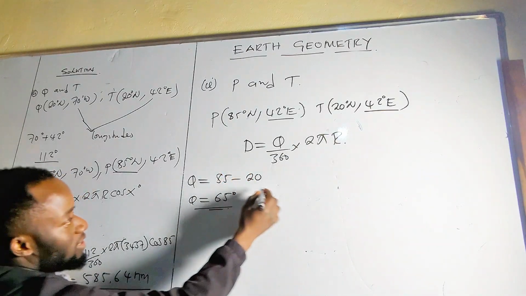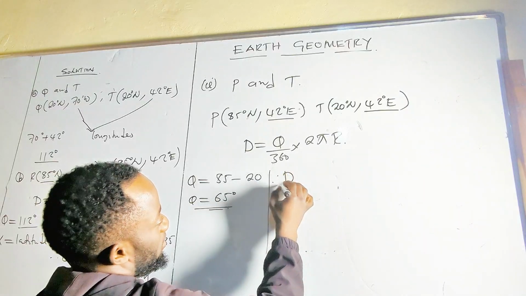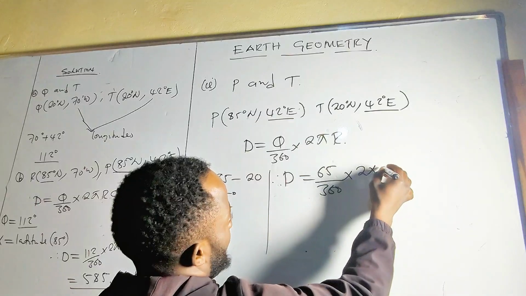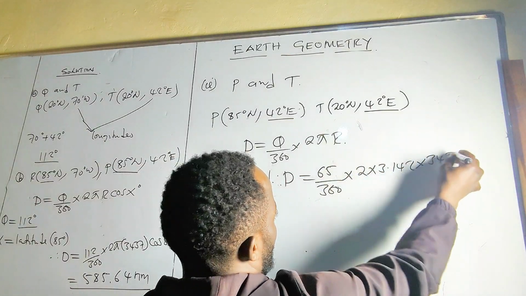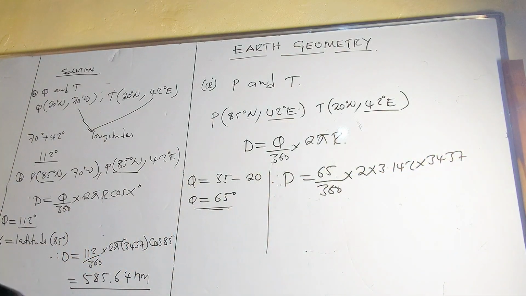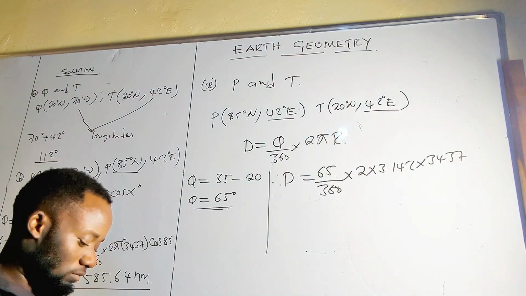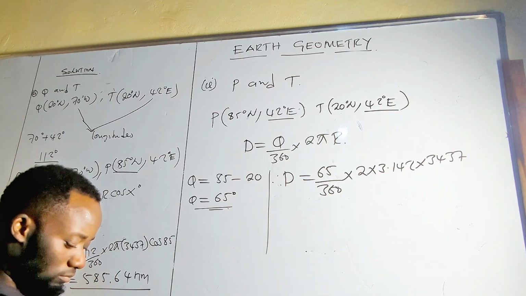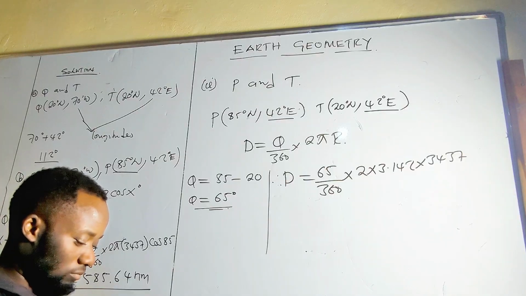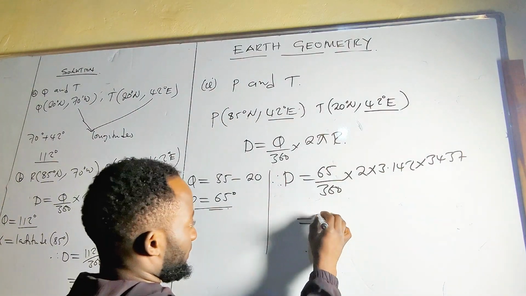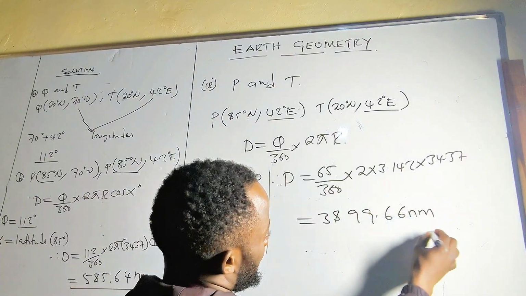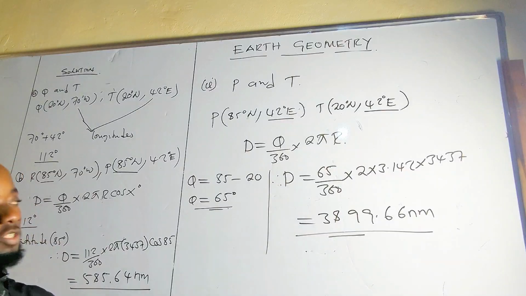Then our r is just simply that. So our distance will be equal to 65 divided by 360 times 2 times 3.142 times 3437. So here we have 3899.66 nautical miles. So this is how you answer these questions on earth geometry.